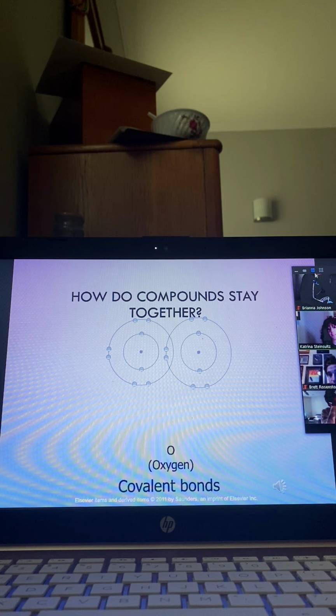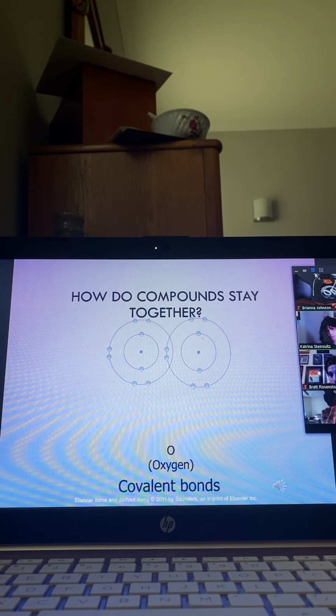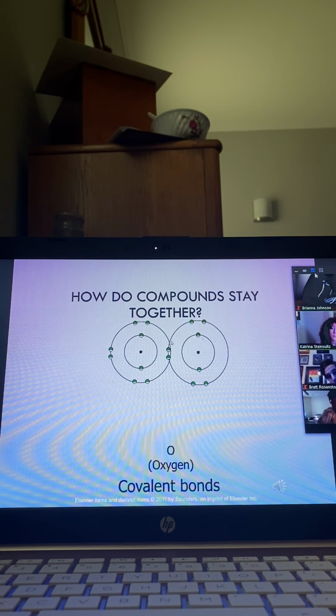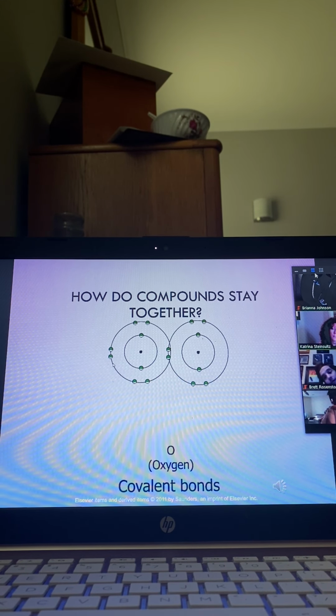So, you see, now they're happy with each other because they're sharing these 2 atoms. And when they share, they kind of orbit both. So you see electrons in the outer shells, and they're circling the outer orbits of both of them.